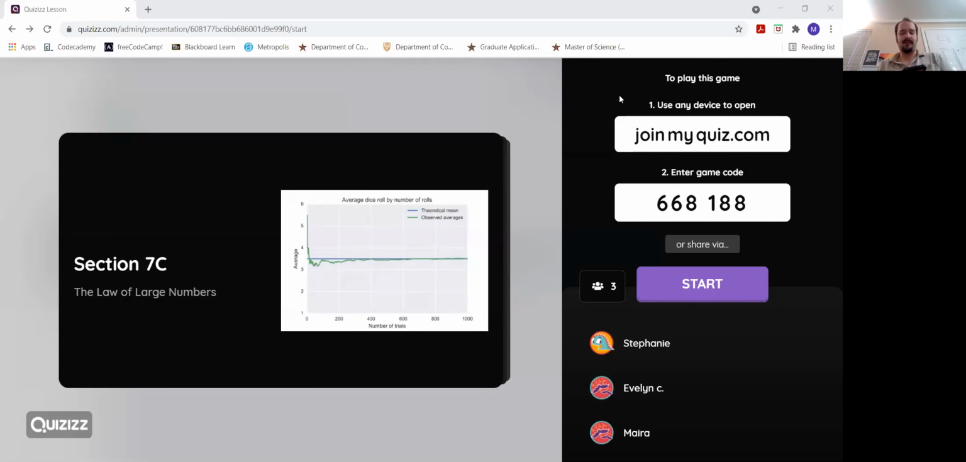All right, so where are we at? We are in 7C. So what have we done so far? We did 7A and 7B. So in 7A, quick recap, we introduced probabilities. So that was a big thing in 7A.